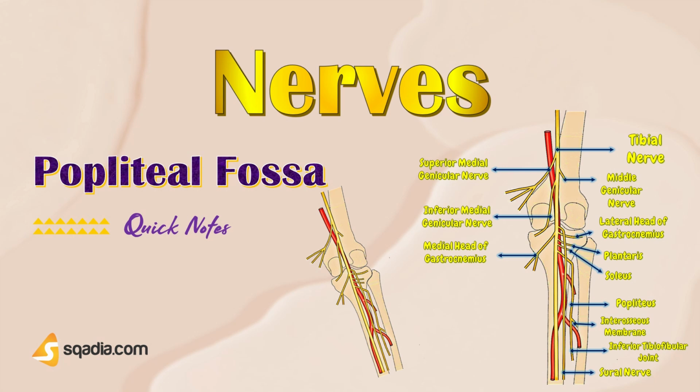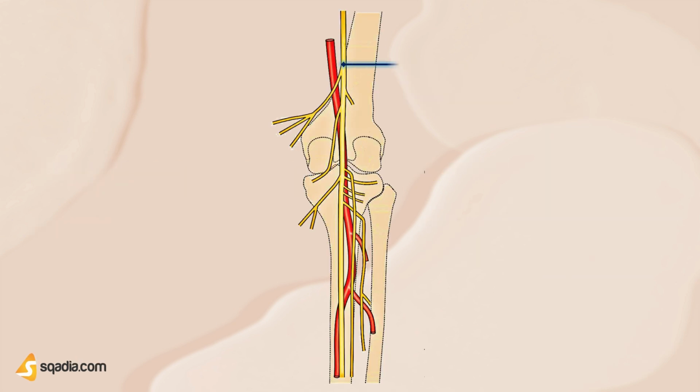The nerves found in the popliteal region are the tibial and common peroneal nerves. These are branches of the sciatic nerve of the posterior compartment of the thigh. First, we will discuss the tibial nerve in the popliteal fossa.